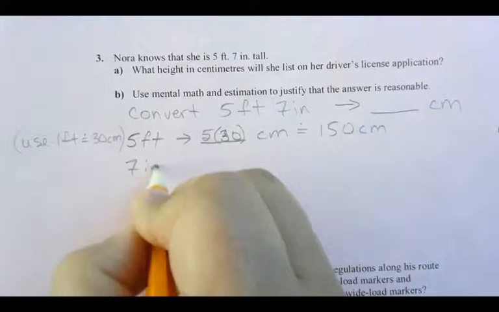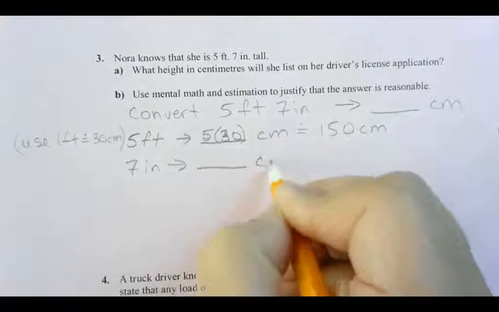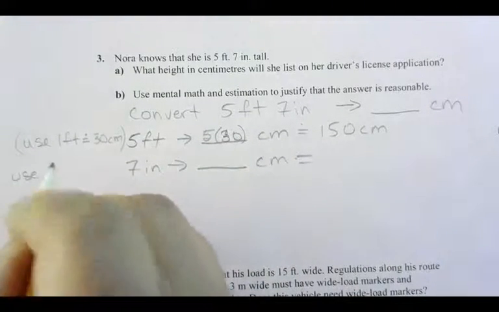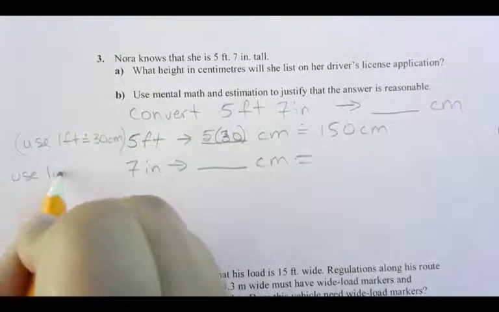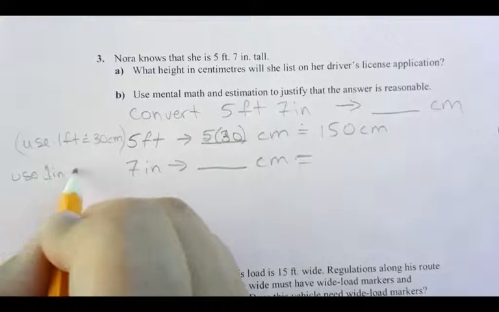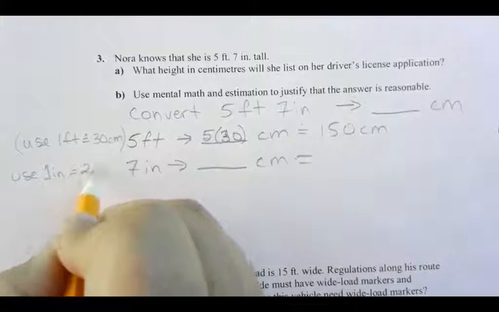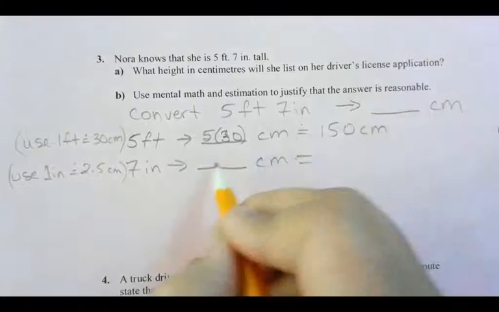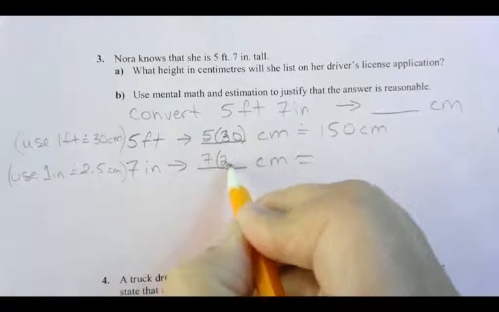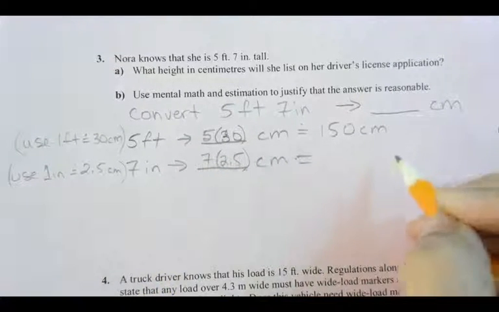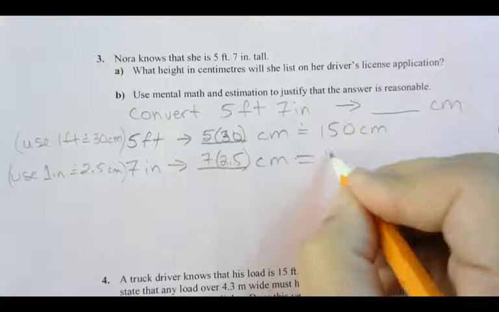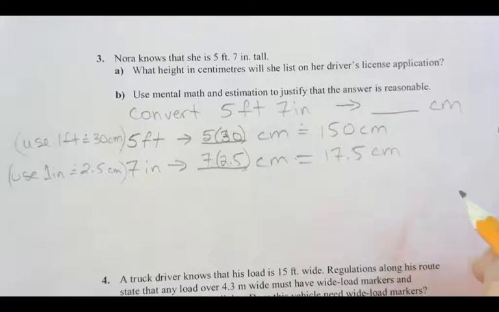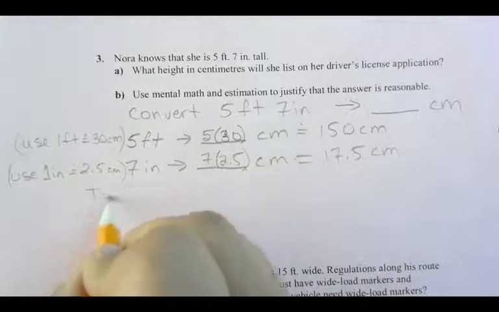And then what about the 7 inches? We need to convert that to centimeters. So what is that going to give us? Well, what's the conversion we're going to use? 1 inch equals 2.5 centimeters. Okay? So then you're going to multiply 7 times 2.5. And what does that give you? 17.5 centimeters.